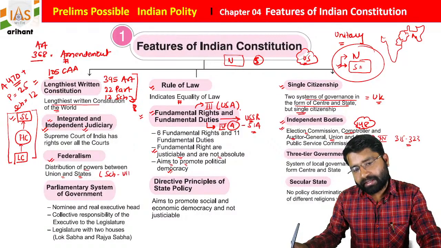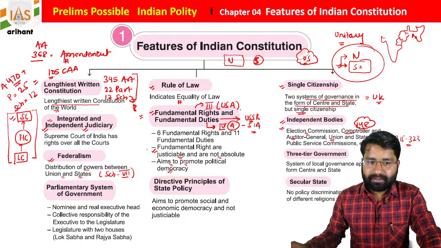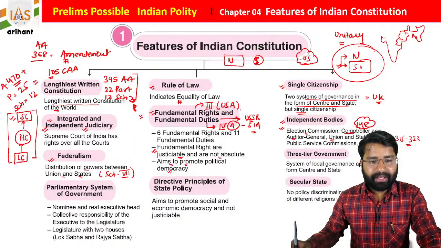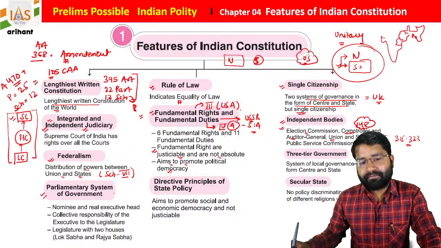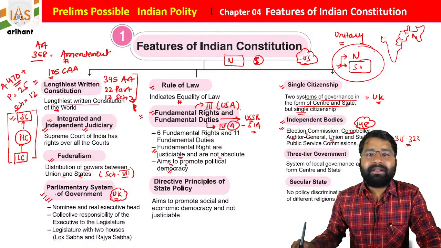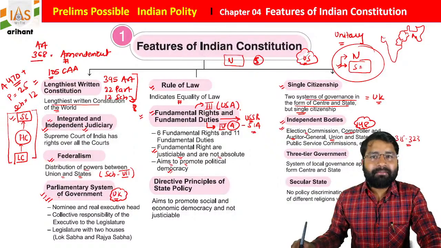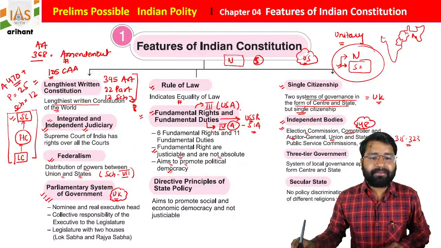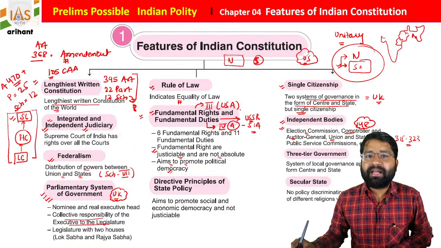Schedule number 7 of the Indian Constitution is about the federal structure. Then if you move further, we have the parliamentary form of government, and we derive this from the UK. So it is a parliamentary form of government, not a presidential form of government. The parliamentary form of government has a few features, like the responsibility of the executive towards the legislature.